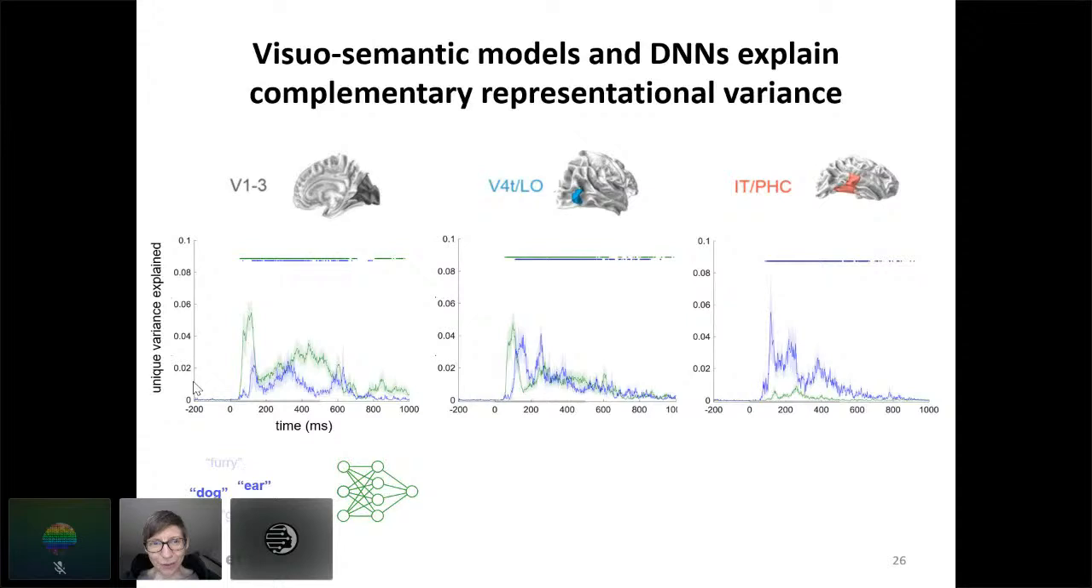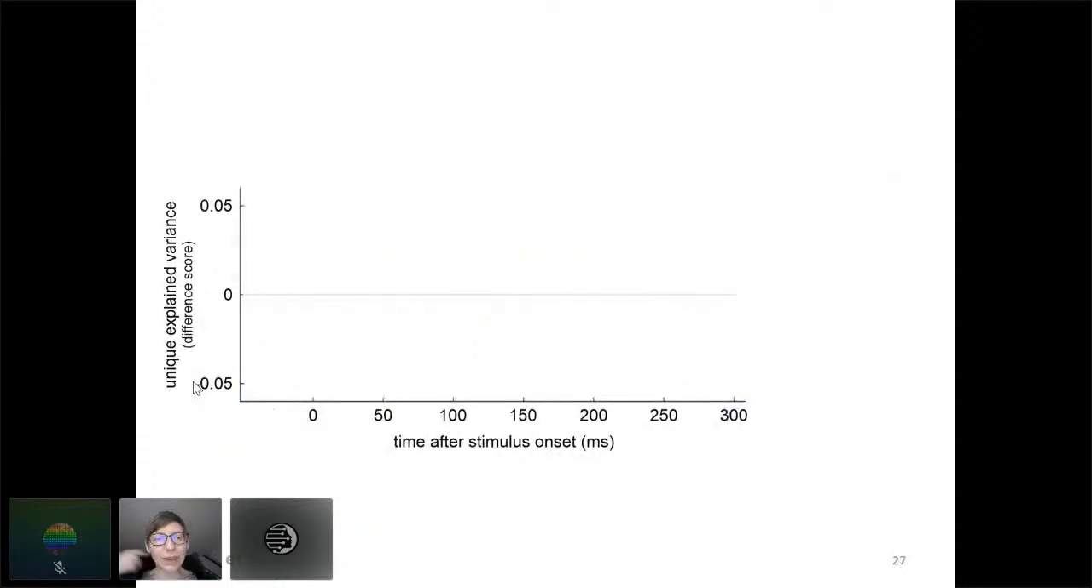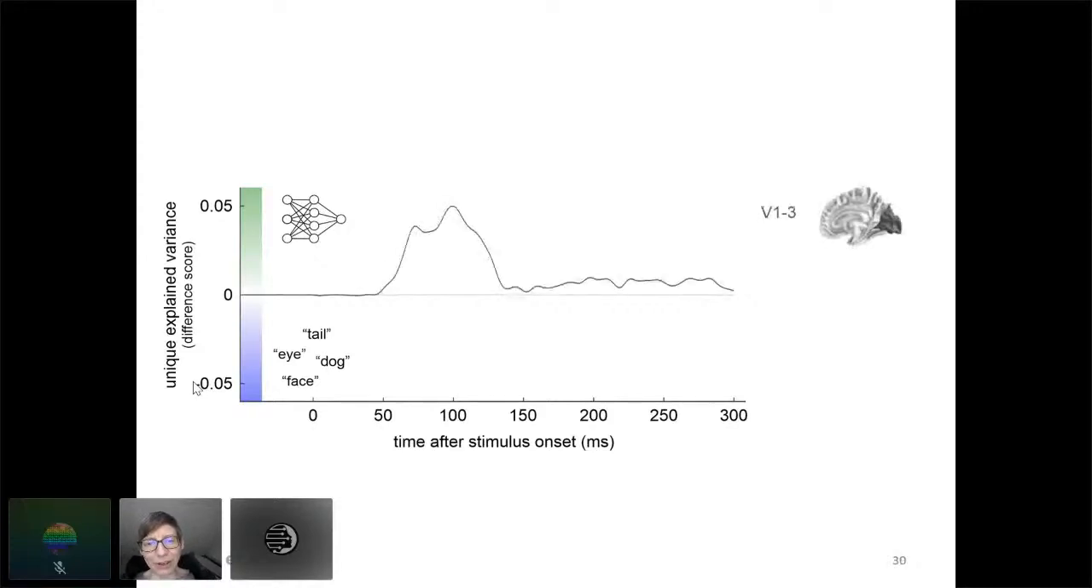So to summarize these findings, here what I'm plotting now is a difference score. So I'm showing positive deflections is where the deep neural networks explain more variance than the Visuo-semantic model. And then negative deflections is the opposite. So if now first we show early visual cortex, we indeed see that in this time window, basically after stimulus onset till about 125 milliseconds after stimulus onset, you can see that the deep neural network clearly explains more variance than the Visuo-semantic model.